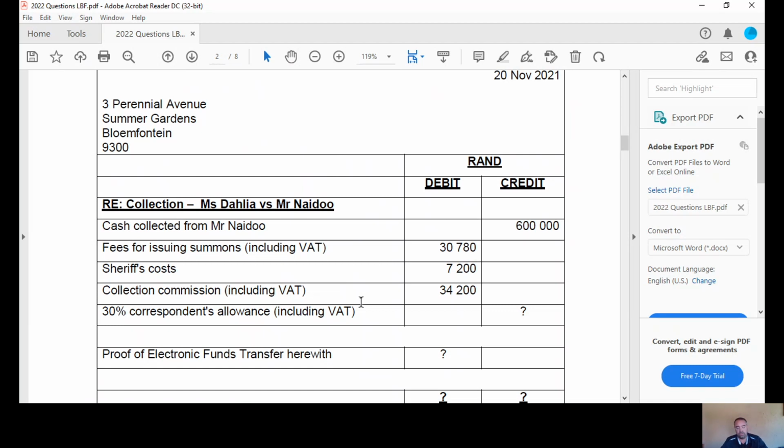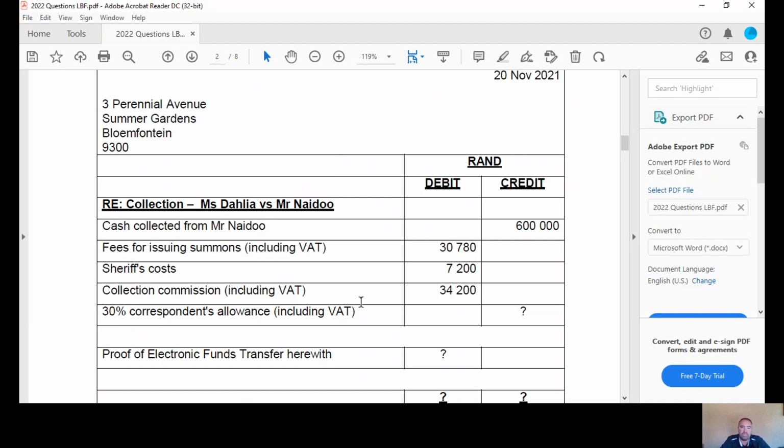Okay, now the next one says 30% correspondence allowance with a question mark. So you've got to work out how much is the correspondence allowance that you're going to give to Gray Attorneys. So now we've got to look at the debit entries above. Fee for issuing summons. Are they allowed to get their 30% on that? Yes, they are. On sheriff costs, are they allowed a correspondence allowance on sheriff costs? No. You invoice them 100%, they've got to pay you everything, otherwise you're going to lose. And then collection commission, are they allowed 30% on the collection commission? And the answer is yes.